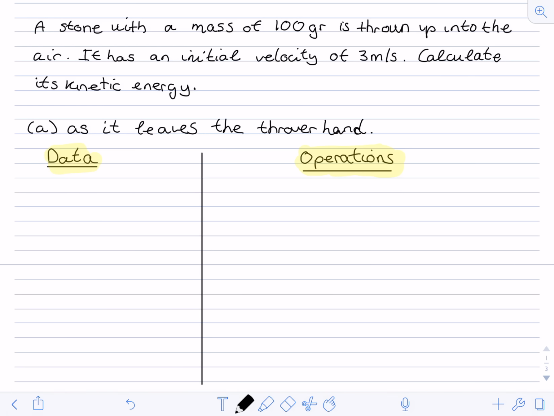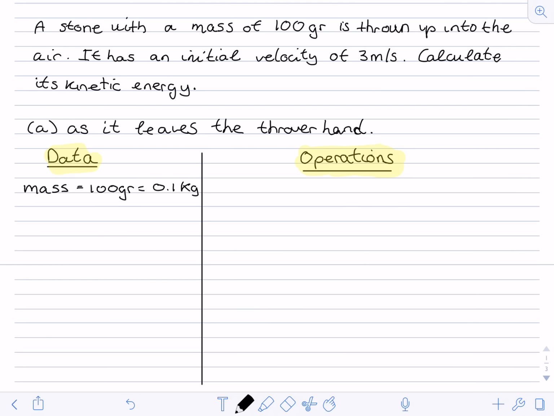A stone with a mass of 100 grams is thrown up into the air. It has an initial velocity of 3 meters per second. Calculate its kinetic energy as it leaves the thrower's hand. So we know the mass is equal to 100 grams, right? But 100 grams is not the unit we're looking for. We're looking for kilos. So we're going to have to convert our grams into kilos. So it's going to be 0.1 kilograms. Okay, now we have mass.